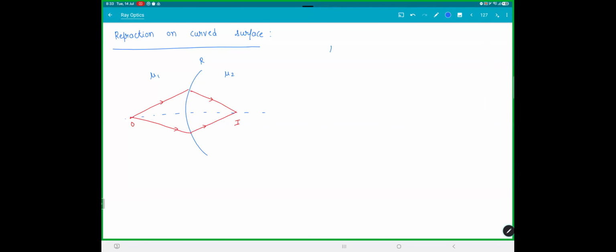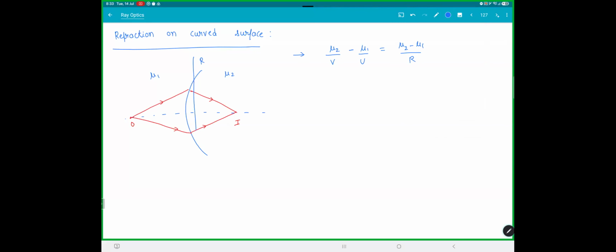So the formula for this is mu2 by v minus mu1 by u is equal to (mu2 minus mu1) by R. That's the relation between the object and the image distance. Now, like I said, we don't worry about the derivation part.